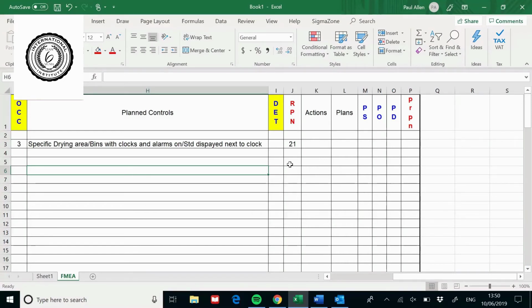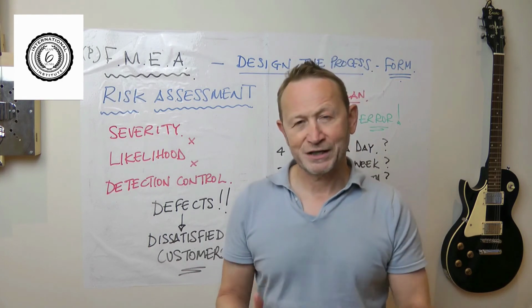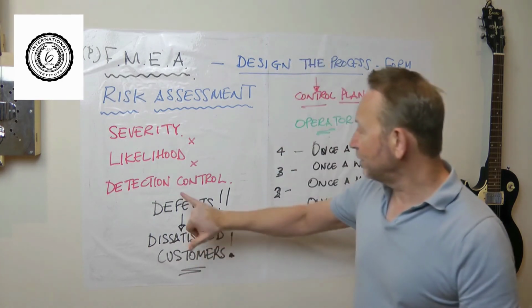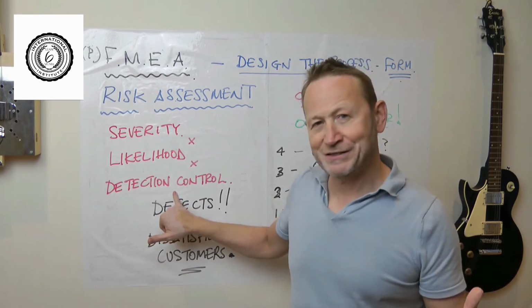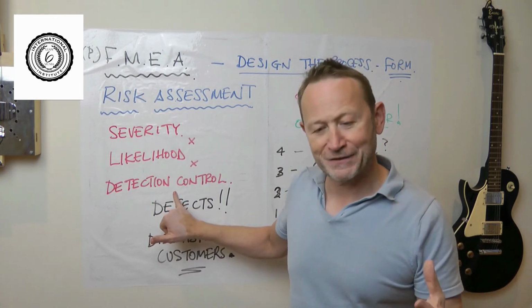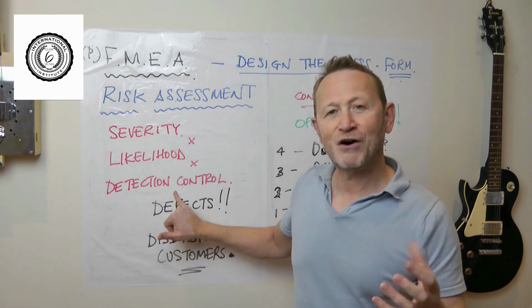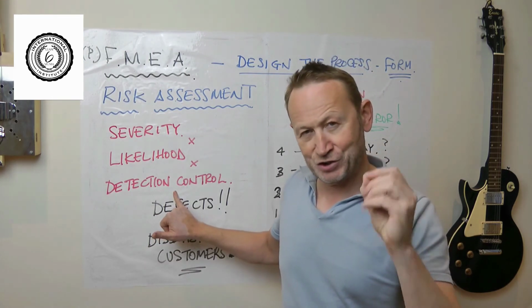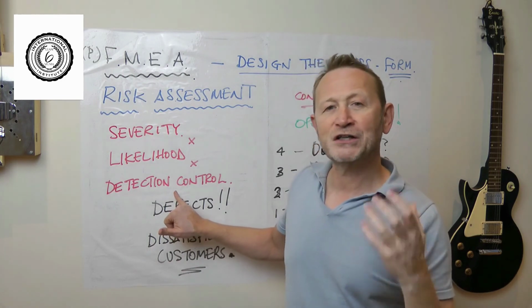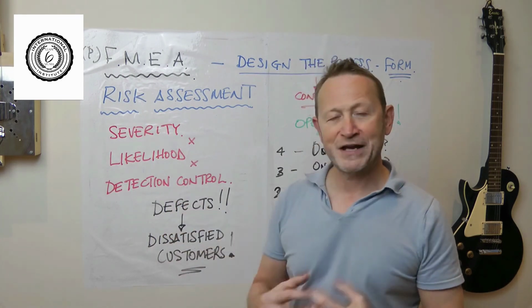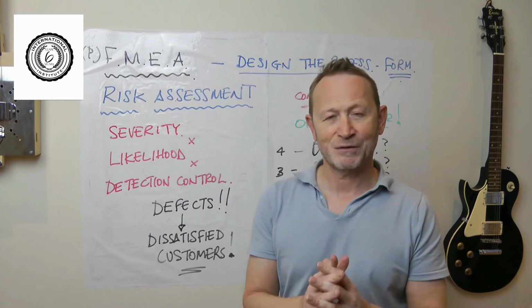Okay, so there's my control mechanism. Then you've got to ask the question, okay, how likely are we to, it says detect. Now, we don't really want to detect the problem, we want to prevent the problem. How likely are we? And that's why the new standard, which is about error proofing, okay? How likely are we to prevent or detect the problem?